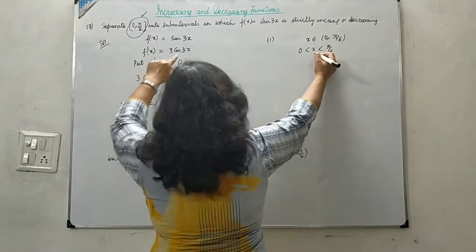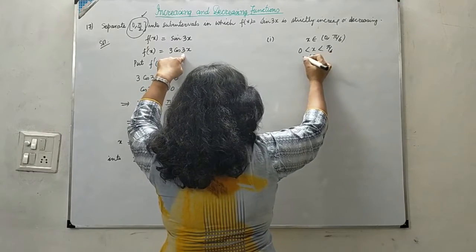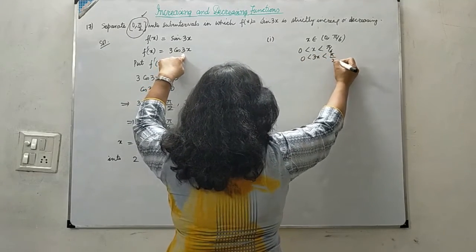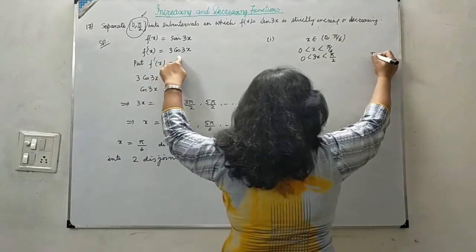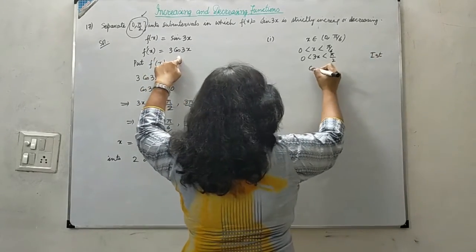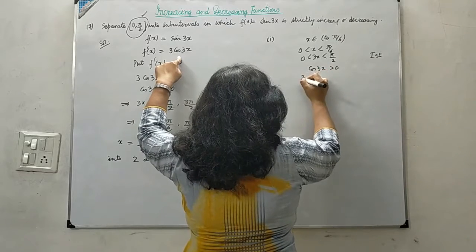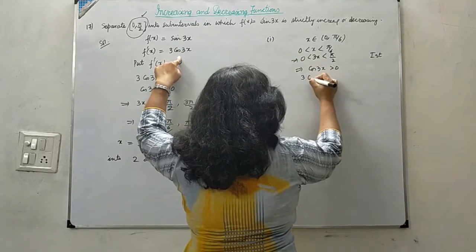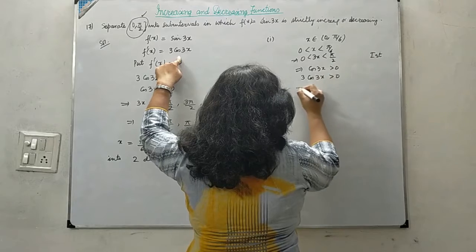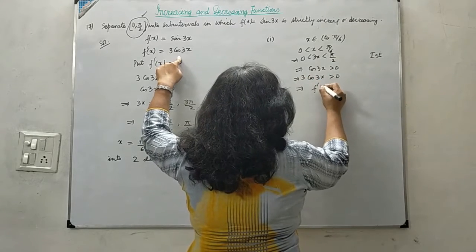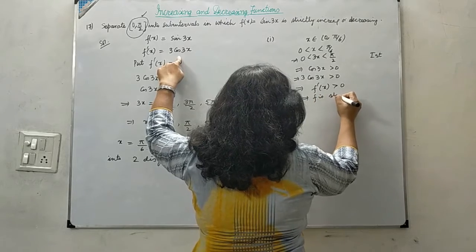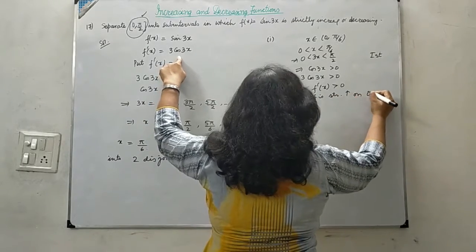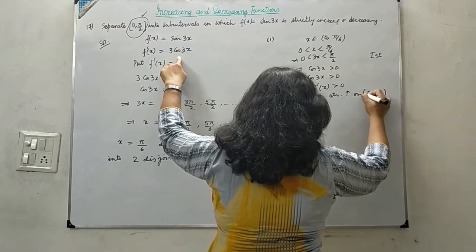The first part, when x is lying between 0 to pi by 6, because this is 3x, 3x will lie between 0 to pi by 2, and because it is cos 3x, this is the first quadrant, so cos 3x will be positive, so 3 times cos 3x will be positive, and from here f'(x) is positive. Therefore, the function is strictly increasing on 0 to pi by 6.